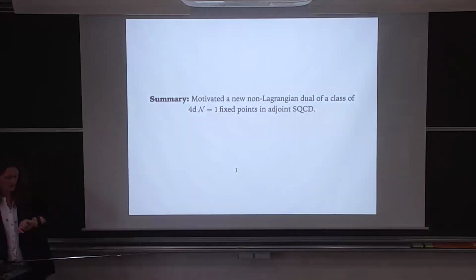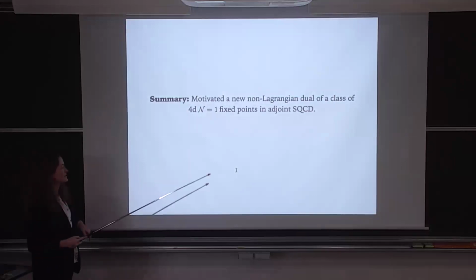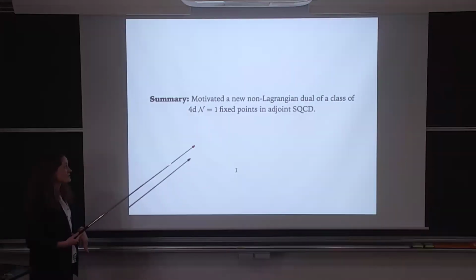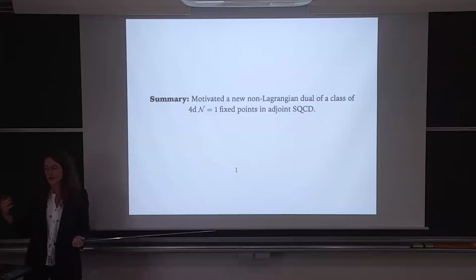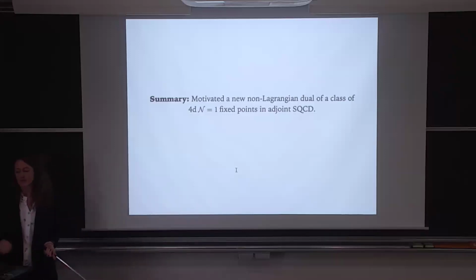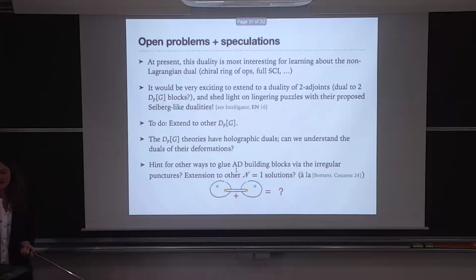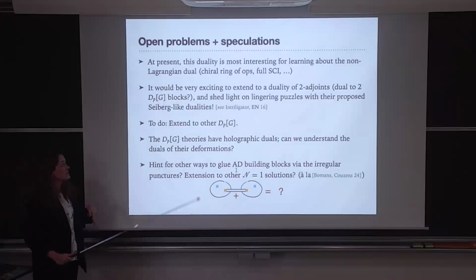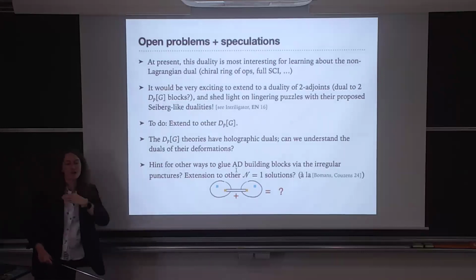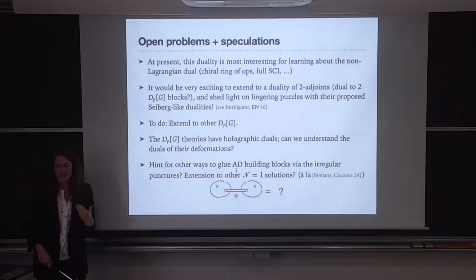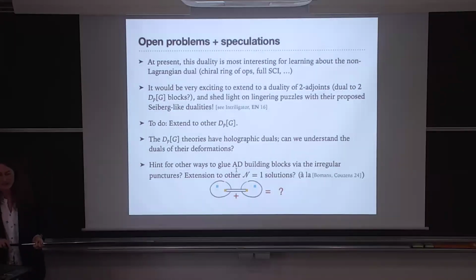Okay, so I'm almost exactly out of time. So I'll just summarize that I motivated this new non-Lagrangian dual of a class of N equals 1 fixed points in adjoint SQCD. And I'd like to end with a laundry list of open problems and speculations. At present, this proposed duality is most interesting for learning about this non-Lagrangian dual. For example, I said that this gives me some prediction about the chiral operators in this non-Lagrangian, deformed Argyres-Douglas theory.